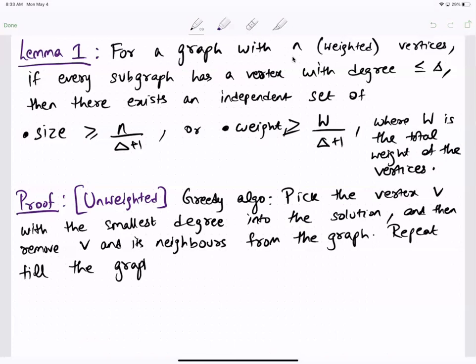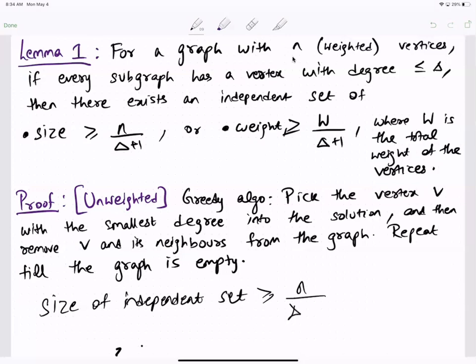So you must have seen this before. The analysis is very simple. I'll not do it. I'll leave that as an exercise, that the size of the independent set via this process will be at least n over delta plus 1.